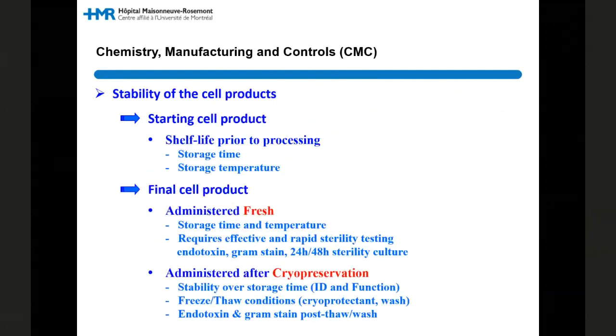And you need to demonstrate that your product is stable, and therefore, for your starting cells, how long can you keep the cells before starting to treat them. So you need to identify your shelf life of the initial product and also of the final product. And that's the same whether it's fresh or cryopreserved. You need to demonstrate that your product is stable for the use that you're going to take advantage of.